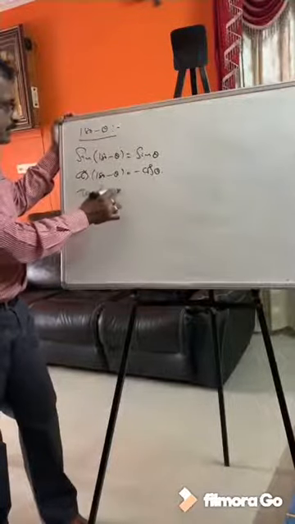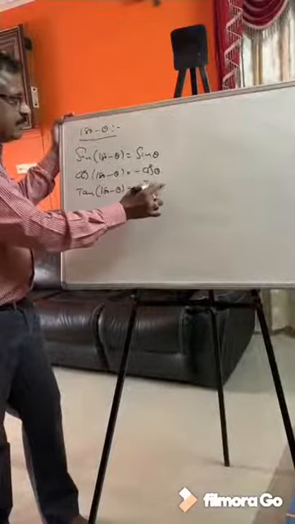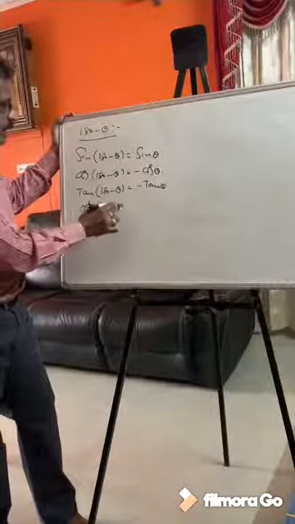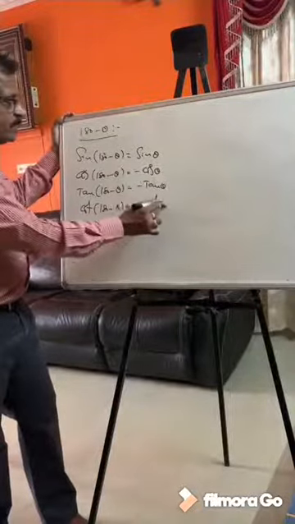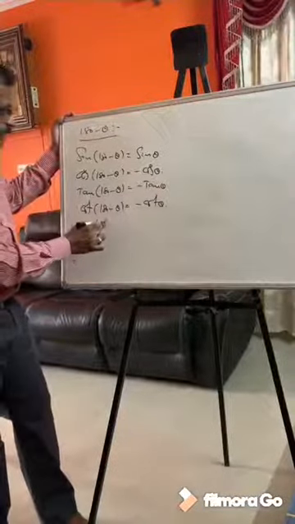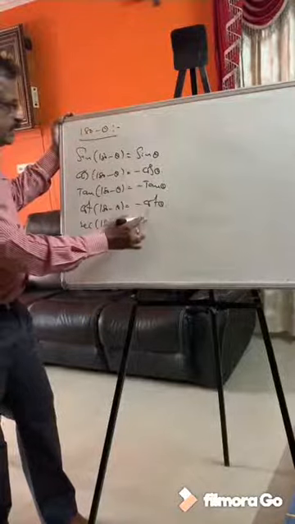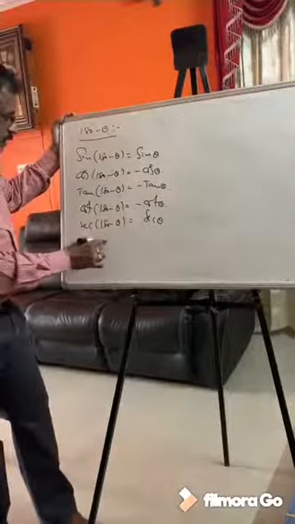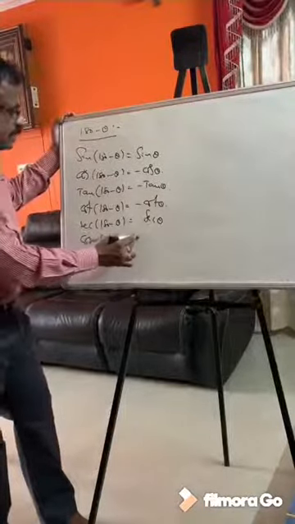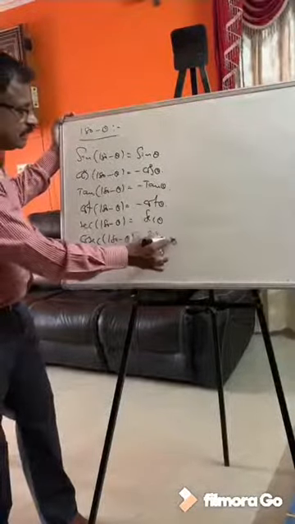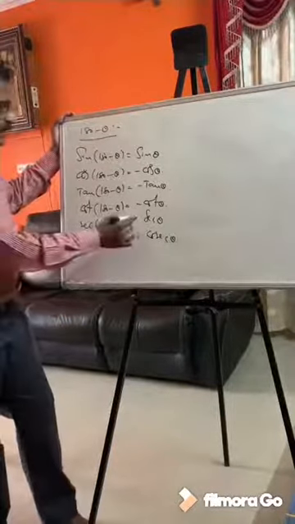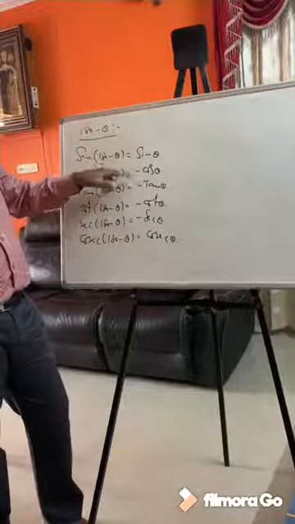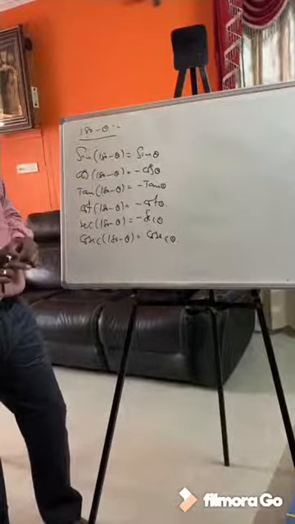Tan 180 minus theta. What? Minus tan theta. Same to same. Cot 180 minus theta, minus cot theta. Secant 180 minus theta, but this is minus sec theta. Sine and cosec are positive. Remaining 4 negative. You please try to understand.